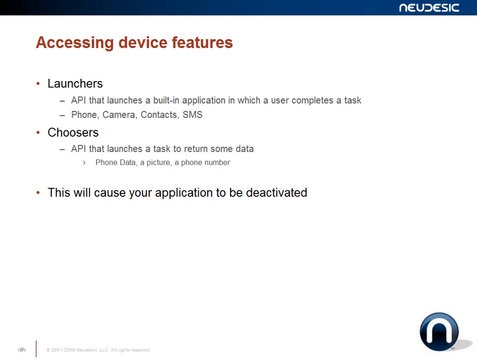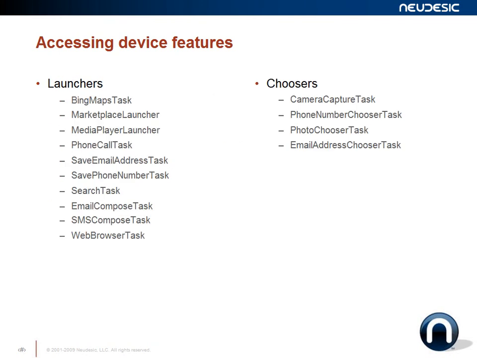And choosers let you step out temporarily to an application and get some data and then return that back to your application. So getting a list of contacts, for example. It is also important to note, again, you're running on a phone and it's not multitasking. So when you step out to a third-party application, you're deactivating your application. So that tombstoning thing comes in again. It's an important thing to note. So here's a list of launchers and choosers: map, marketplace, media player, et cetera, and access to the phone.